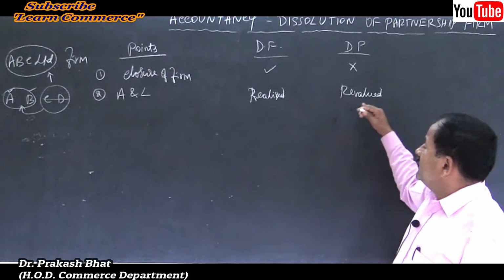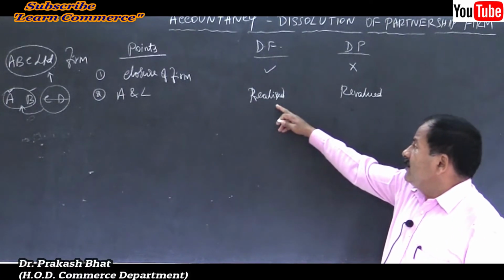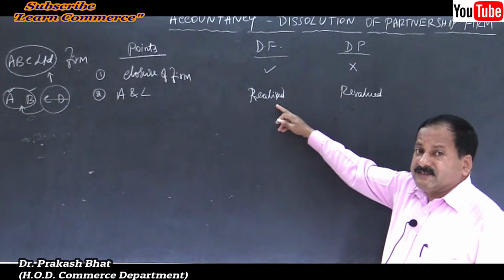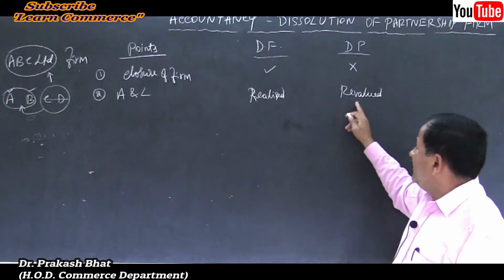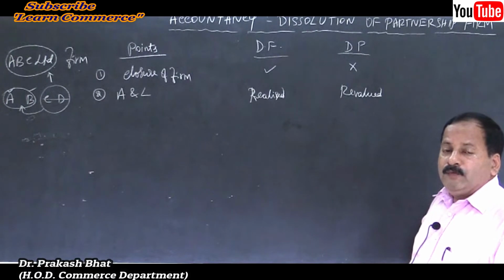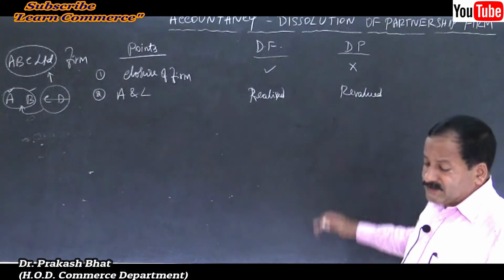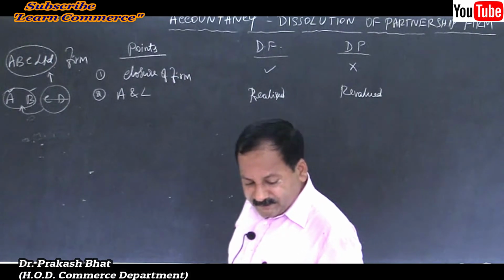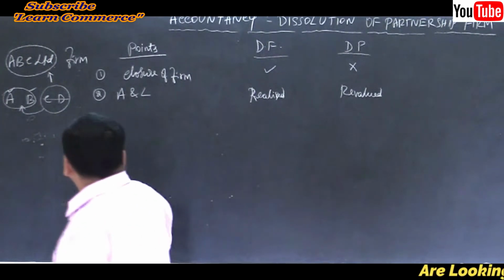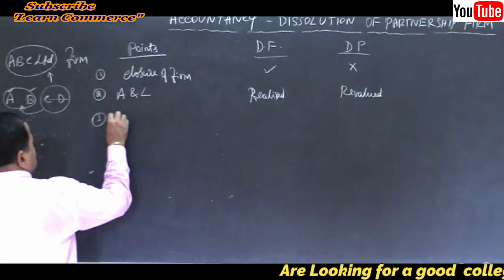So this is the difference. Here we realize the assets, we sell the assets and we pay off the liabilities. But here we revalue. We will take the current values of assets and liabilities here. That's all. That's the difference. Third one is court intervention.